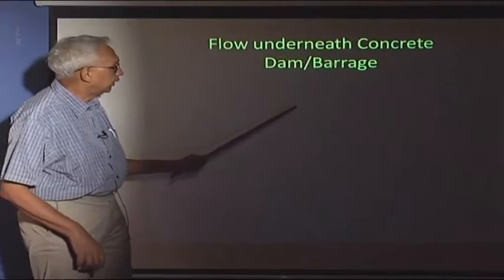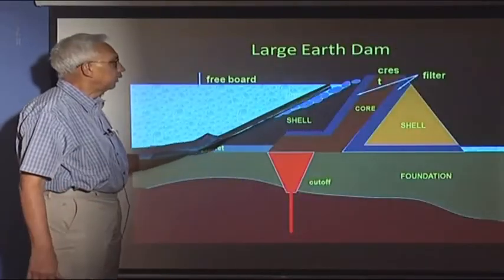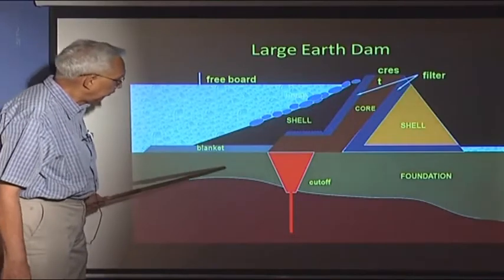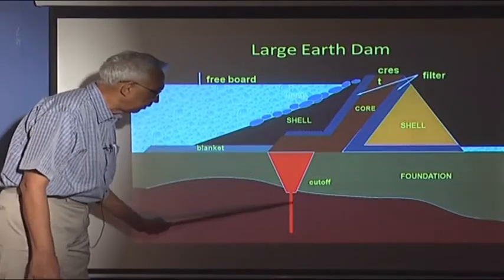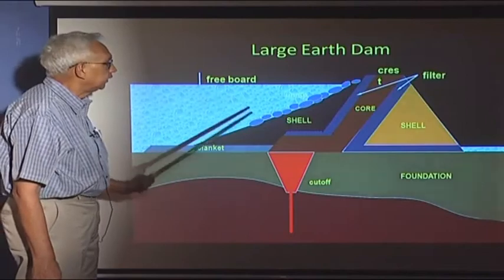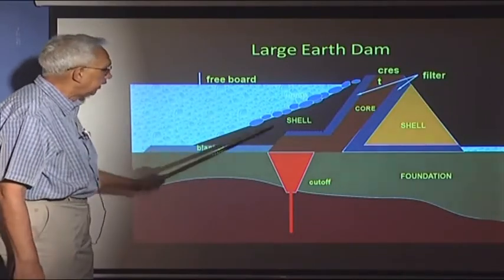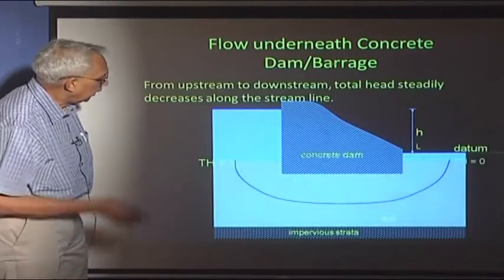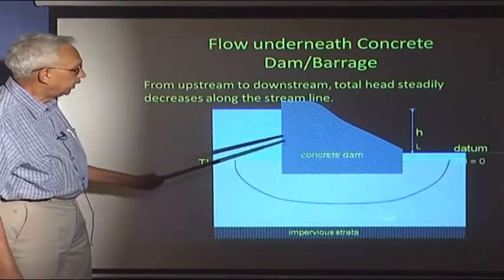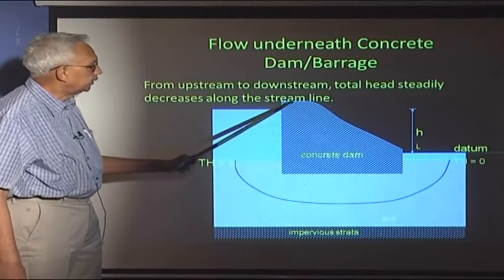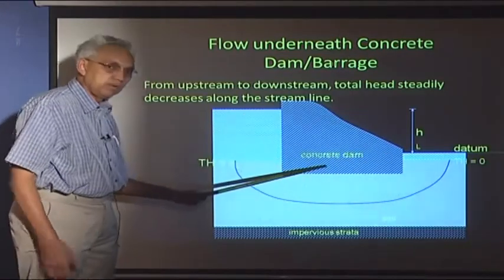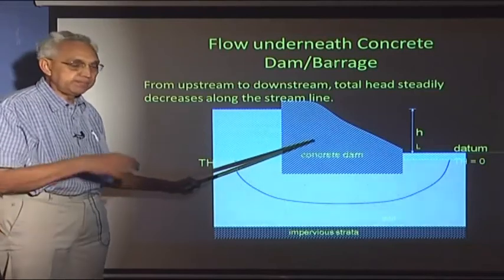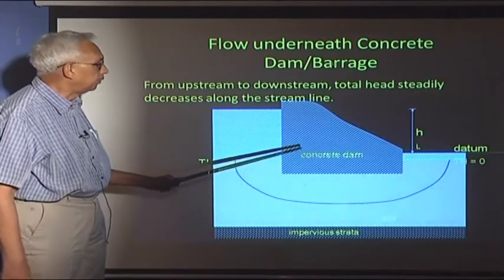The other components are a protection in terms of riprap, and then if you want to prevent flow through the foundation, we provide a cutoff too, so that no water will leak either through the dam or through the foundation. If you have a concrete dam, again we have a similar problem. This is a solid concrete dam or a barrage or a weir, and there will be no flow because these materials have a very low coefficient of permeability.